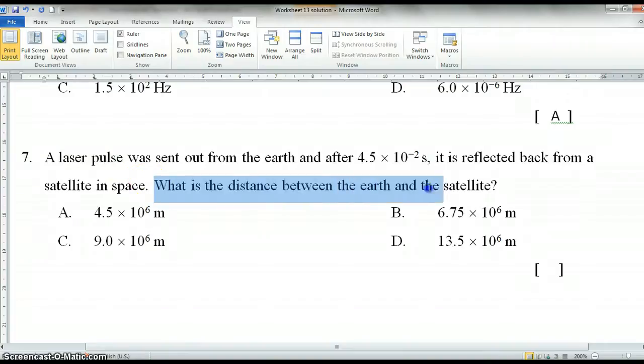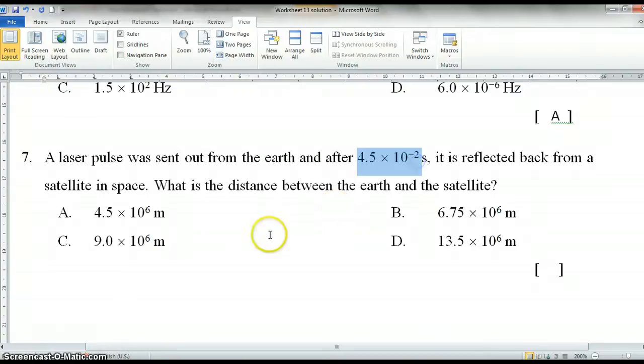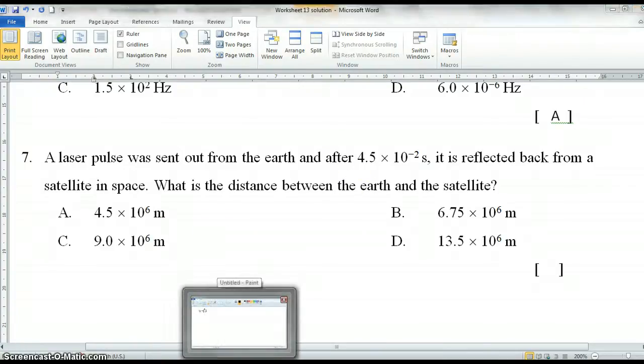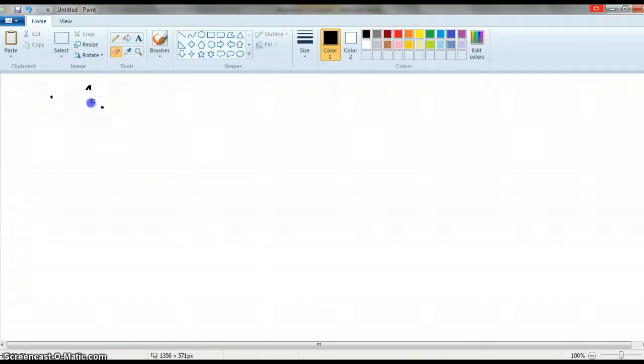We want to calculate the distance between the Earth and the satellite. If it takes 4.5 times 10 to the power of -2 seconds for the laser pulse to be sent from Earth to the satellite and back to Earth, so it moved twice the distance. So let's apply the formula. Okay, we just apply the classic formula.